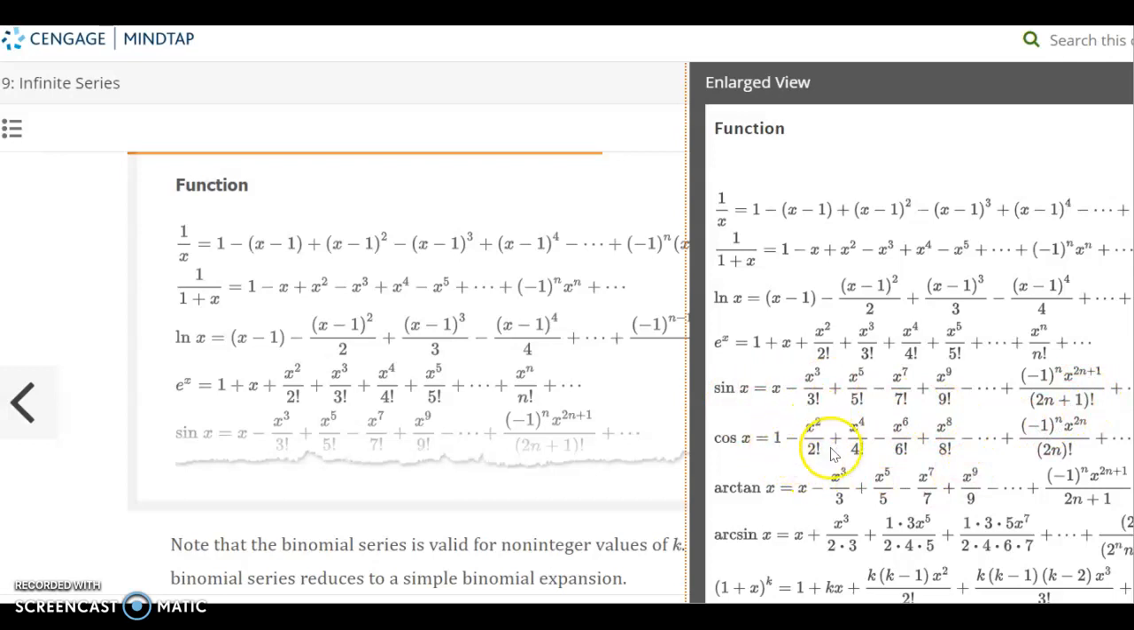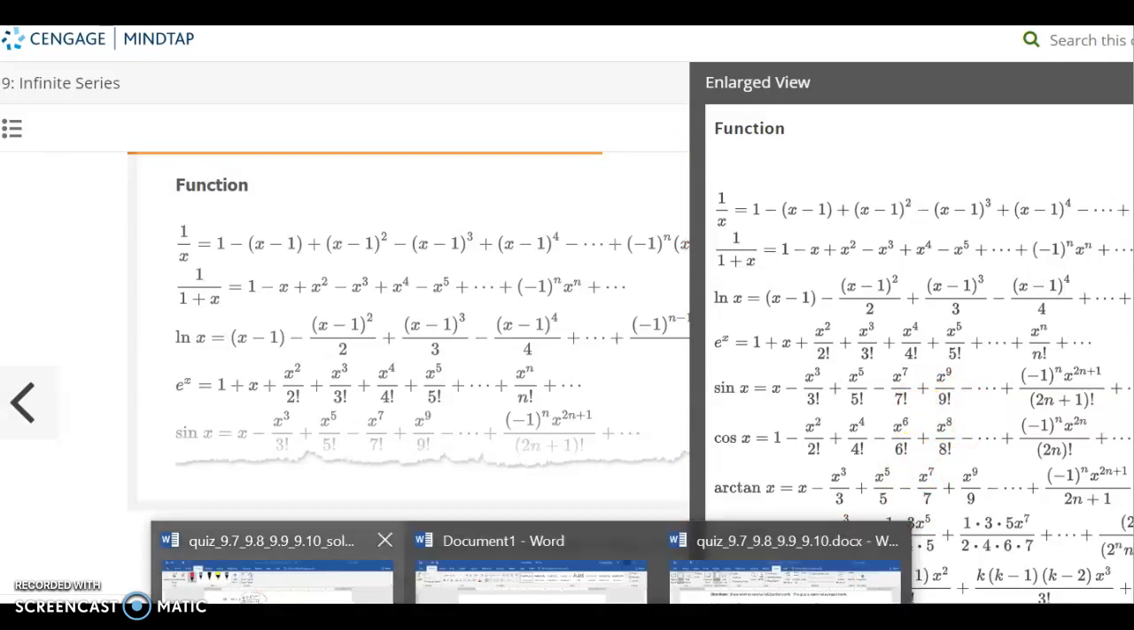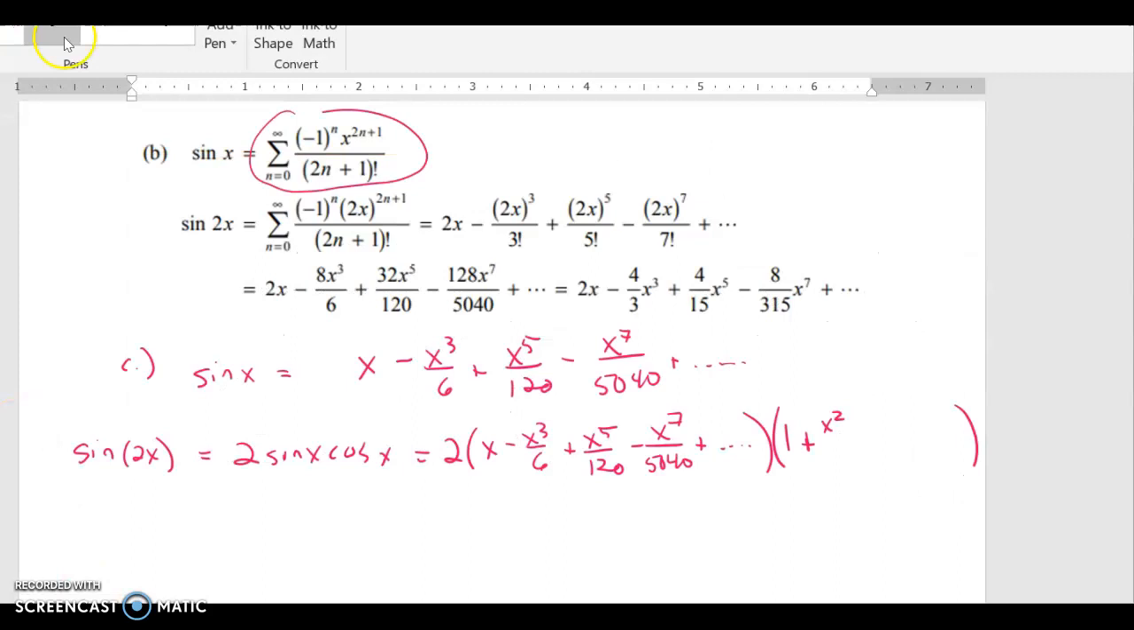So I got 1, and then it's all the even terms, alternating. So back to that, 1 minus x squared over 2 factorial.